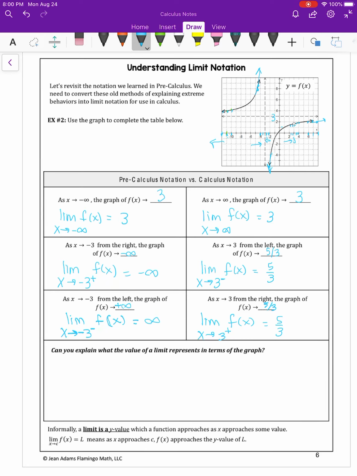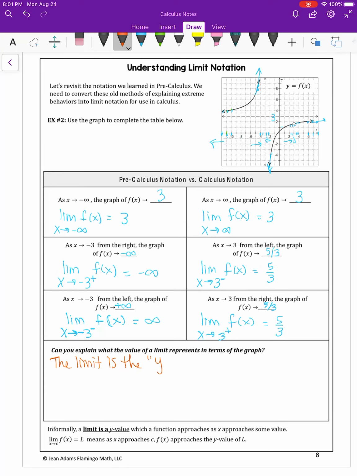So can you explain what the value of a limit represents in terms of the graph? I want you to just stop and think about that. Look at the graph, think about what the answers to these limits were and what the value of a limit represents in terms of the graph. See if you can get some sort of answer in your head, and then come back and we're going to look at that.